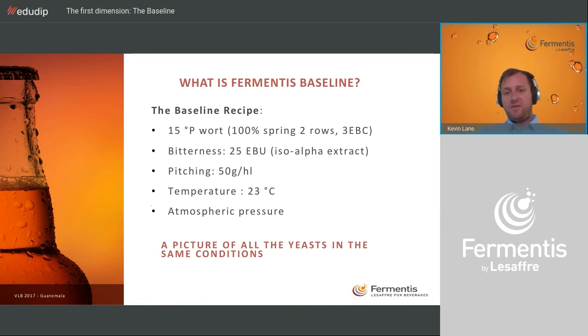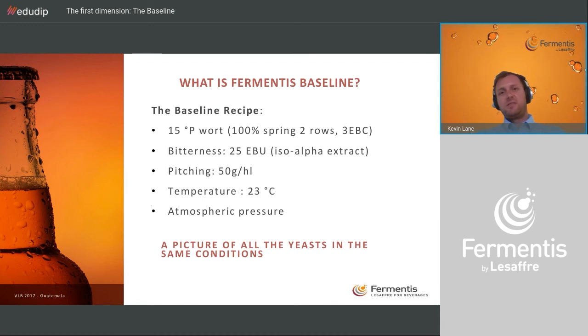Then we did a pitching rate of 50 grams per hectoliter for all the yeast, regardless of if it was an ale or a lager. We fermented at 23 degrees C for all of the yeast, regardless of if it was an ale or a lager, and it was all fermented at atmospheric pressure. Again, the idea was to create this picture of all of our yeast in the same conditions, in the same media, the same wort, 15 Plato, 25 EBU, same pitching rate, same fermentation temperature, atmospheric pressure, all so that we could say, this is how these look compared to one another.